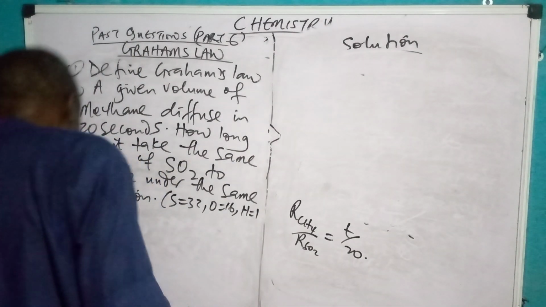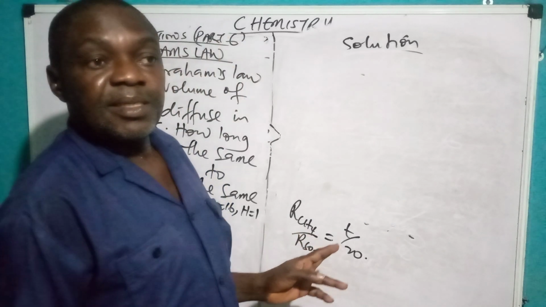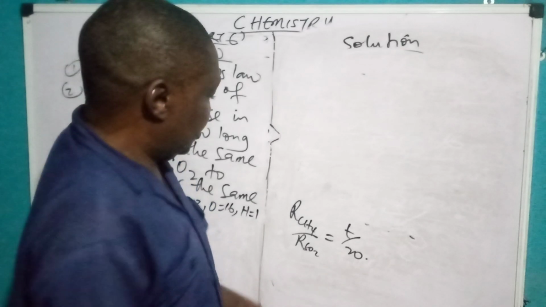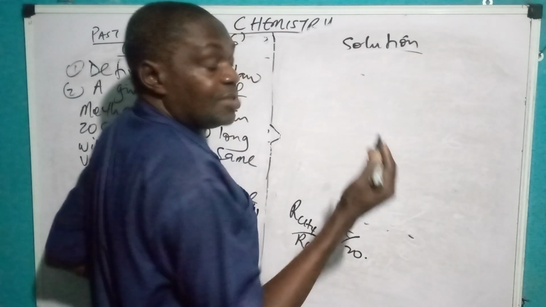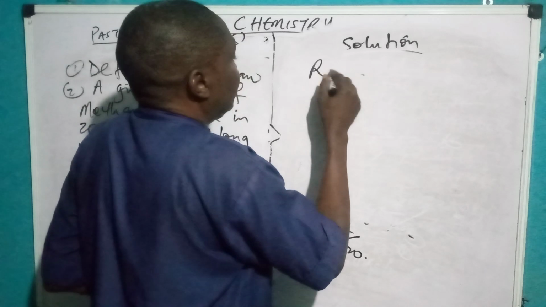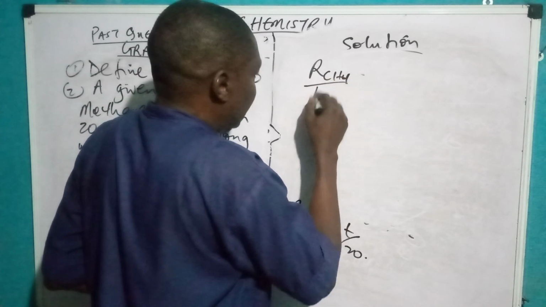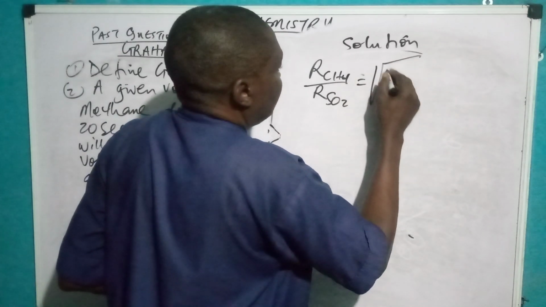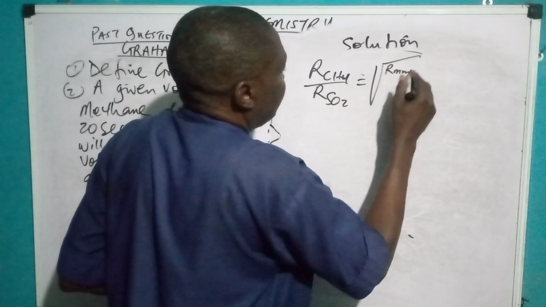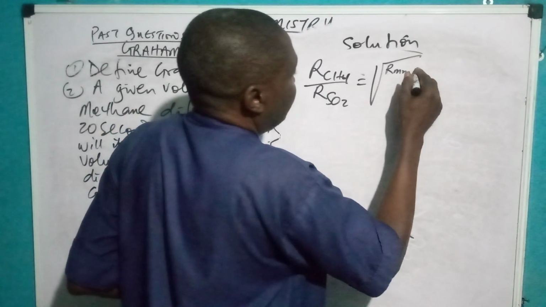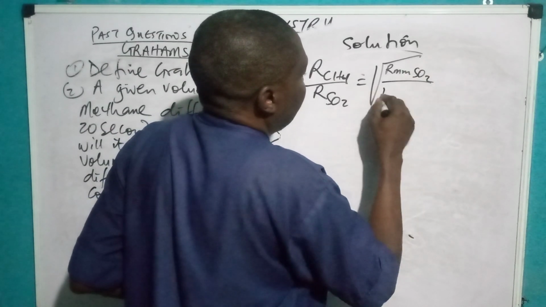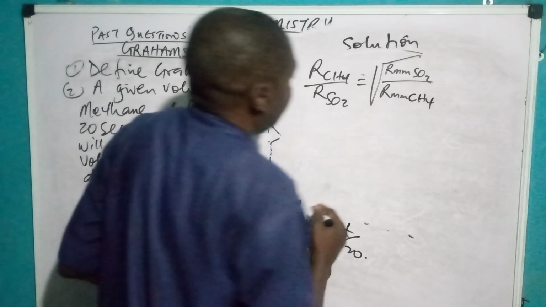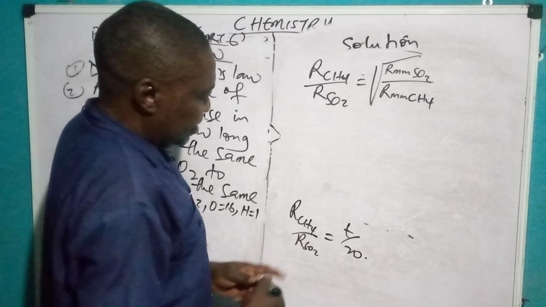It's okay. And we know that rate is inversely proportional to molecular mass. So ROCH4 over ROSO2 equals square root of relative molecular mass of SO2 over relative molecular mass of CH4. This is what we have here.